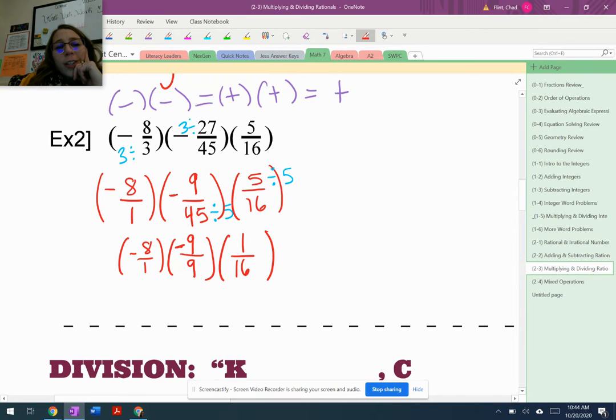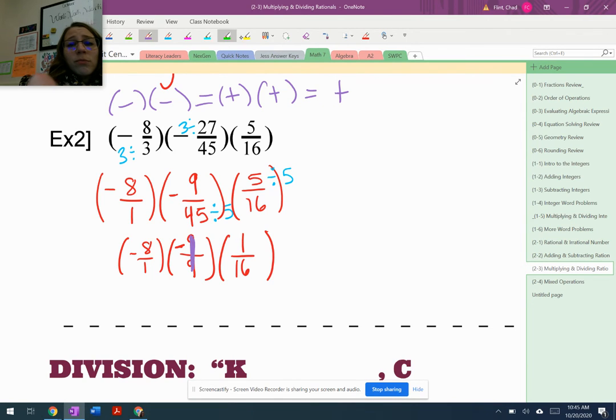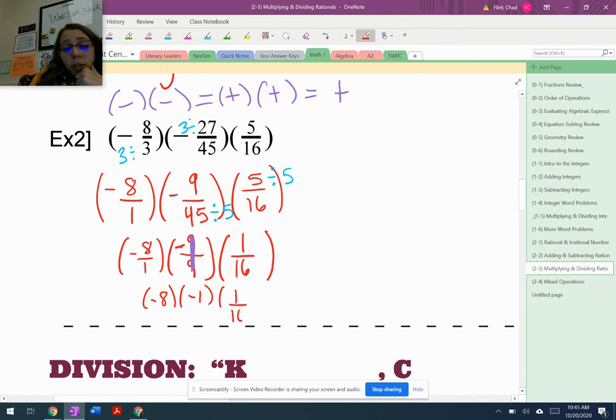All right, well, let's do some simplifying here. This middle fraction can actually be simplified itself. Remember, what operation does a fraction bar mean? Division, right? Those fraction bars just mean division. So what is -9 divided by 9? Well, that whole fraction is just a -1. So, -8, because actually -8 divided by 1 is just -8, times -1 times 1/16.